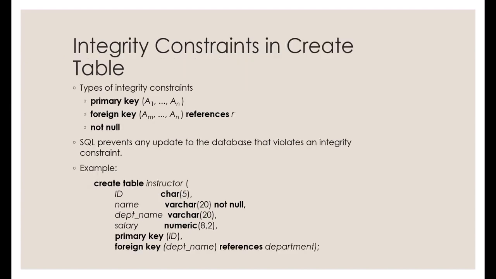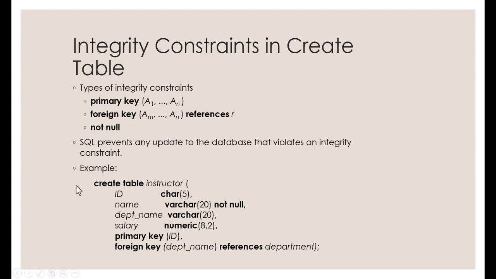You can indicate that an attribute is a primary key. We will also talk about foreign keys. Foreign keys are keys that reference another variable in another relation. Not null means that it cannot be null. It has to have a value.